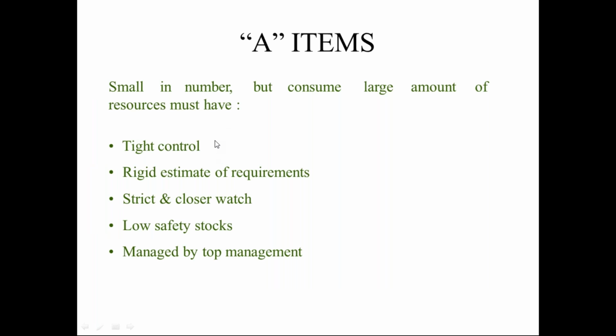So we can see the summary of the class A items, class B items, and class C items. Class A items are small in number but consume a large amount of resources, and they must have tight control, rigid estimate of the requirements, strict and closer watch, low safety stocks, and managed by top management.